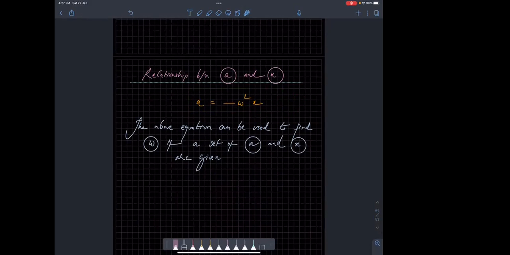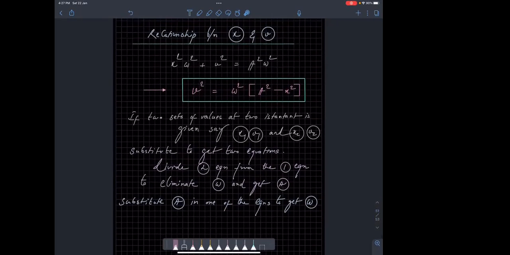Okay? Yes, sir. Clear? So using sets of values of acceleration and displacement, it's impossible to determine the value of amplitude, but you can determine the value of omega if only one set is given. One set is enough. Acceleration will be given and position will be given, and you can find out what omega is. Clear? Yes, sir. Okay?